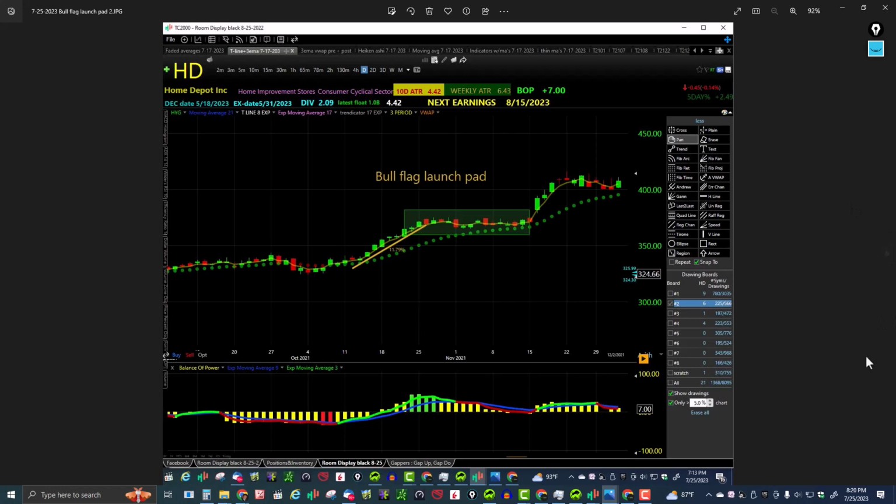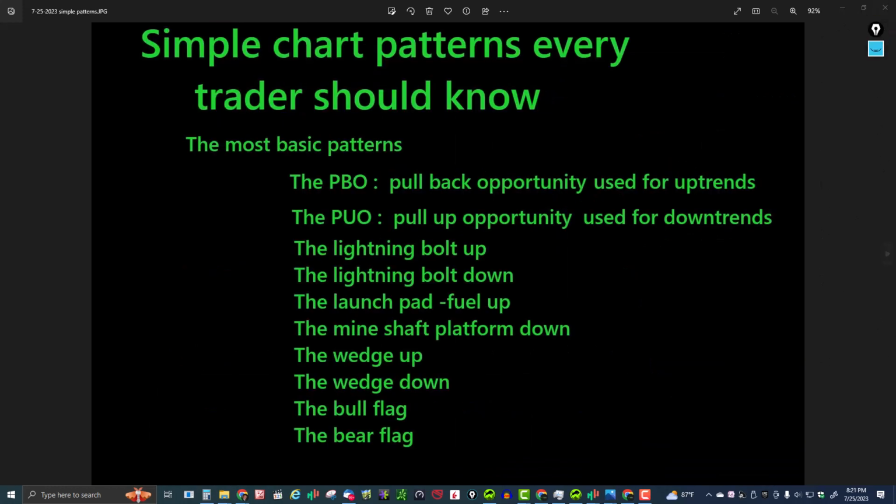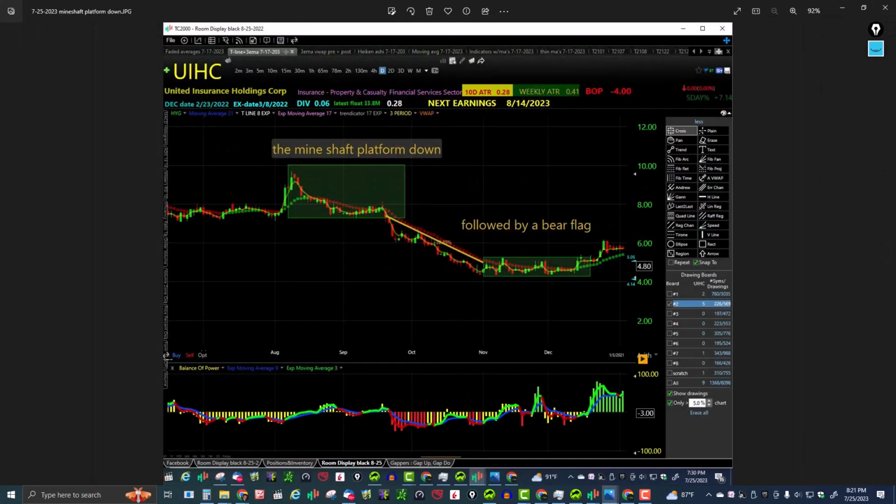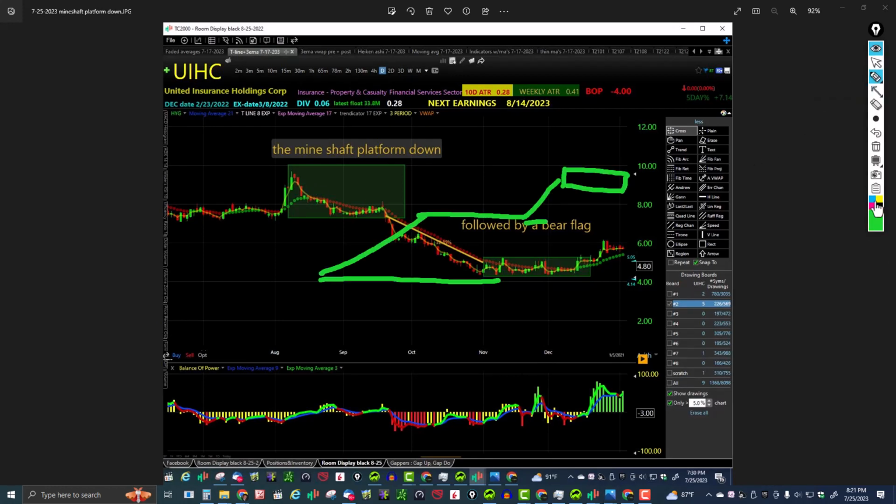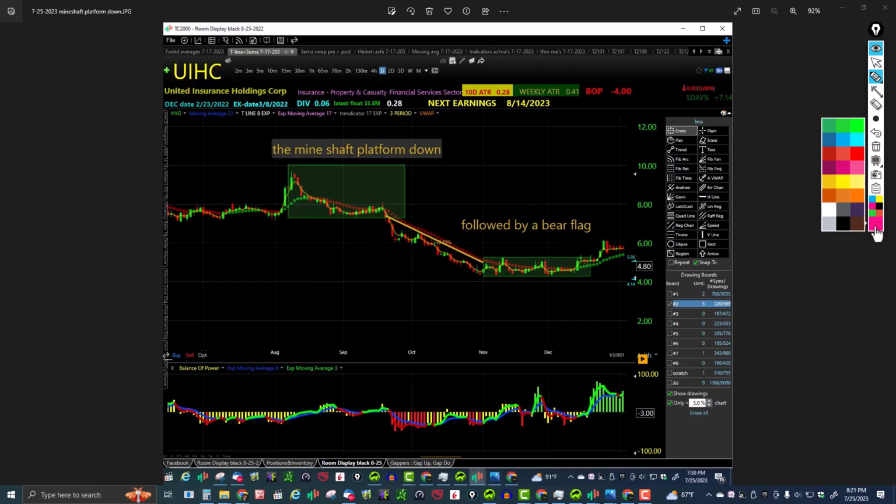Okay, now the next one, this is the mine shaft platform down. All right, so what does that look like? Okay, so I'm going to use red because it's a bearish color. And we are with the bears on this one. So here, price comes down. And you look at it right here.